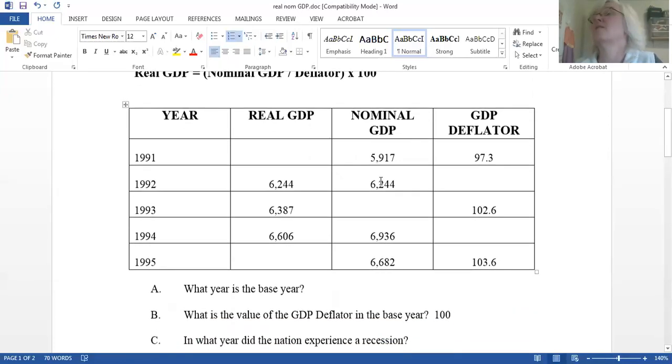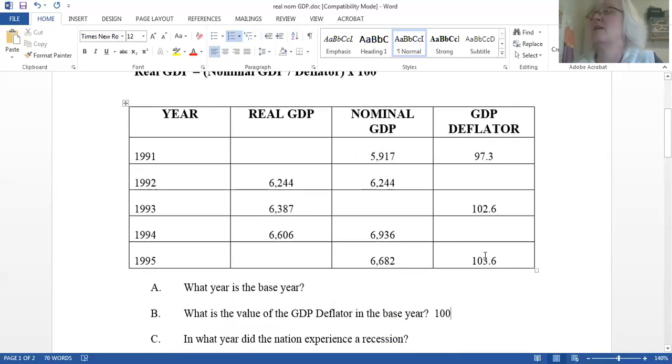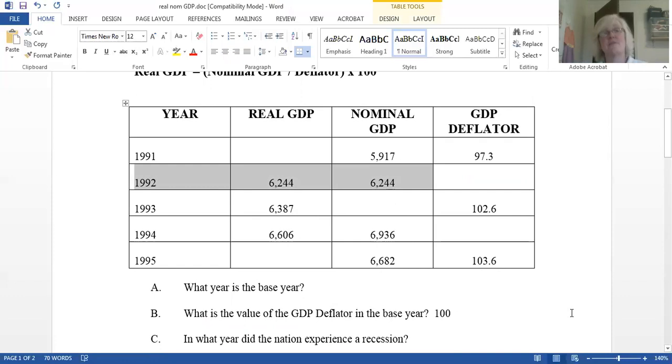Okay, so given that, since we can't tell on the basis of the deflator, you don't see where it's 100, let's look for any instances where real and nominal are identical. And I would call your attention to right here in 1992, the real GDP and the nominal GDP are identical. So that means that in this case, 1992 has been designated as the base year. We can go ahead and assign it a value of 100 automatically.